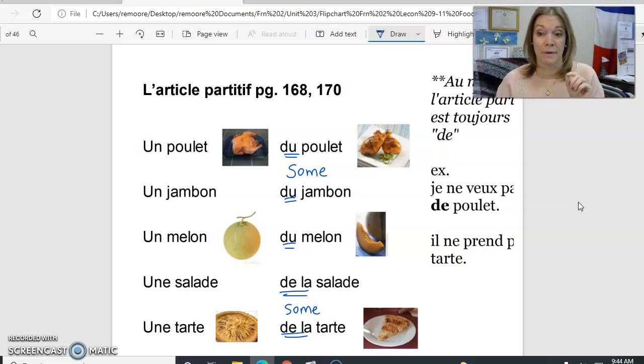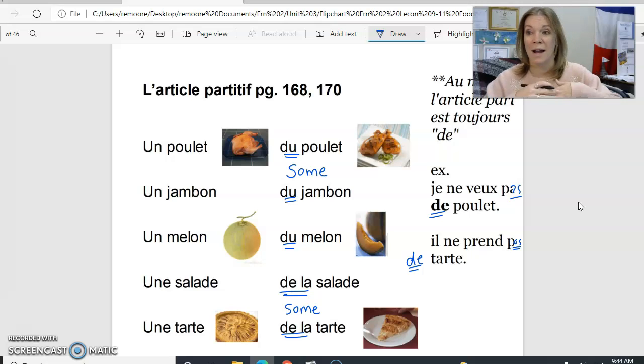In the negative, this du and de la changes to one thing, and it doesn't matter if you're talking about masculine or feminine. If you don't want any, my words got cut off a little bit here, but je ne veux pas de poulet. Il ne prend pas de tarte. Pas de tarte. So that's like in English saying I don't want any. Instead of using some, du or de la, when it's negative, you say pas de.